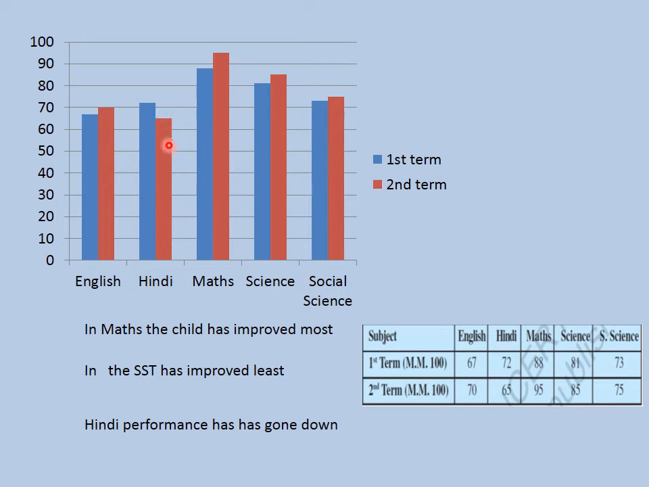Okay. Now we have Maths 95. It should be above 90 and below 100, exactly in between 90 and 100. Next we have science, 85. It's above 80 and below 90.